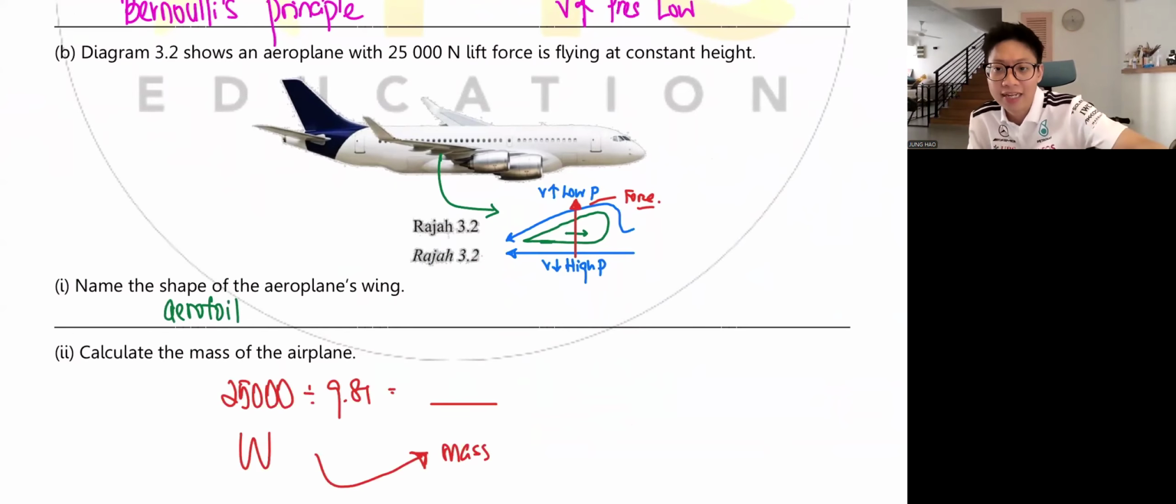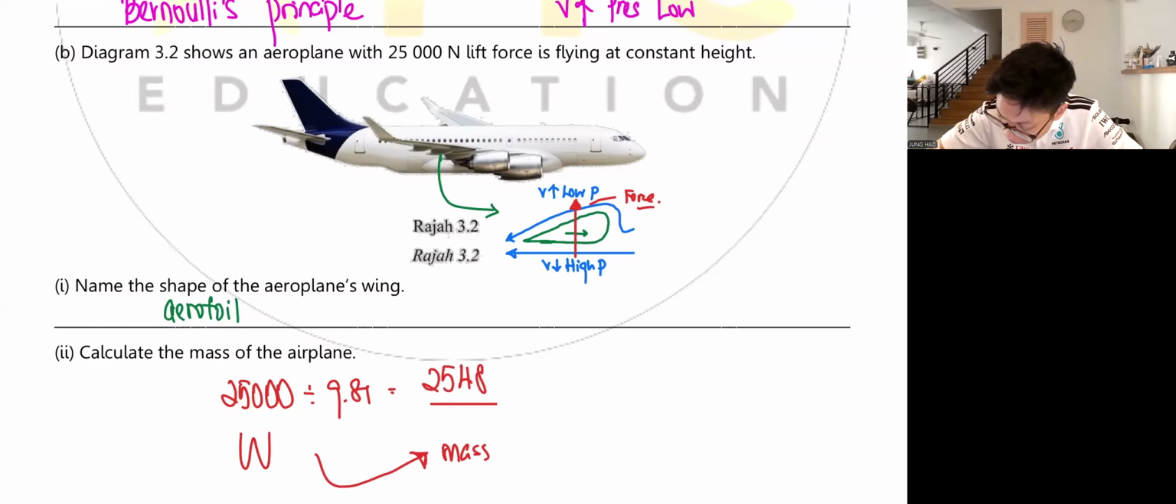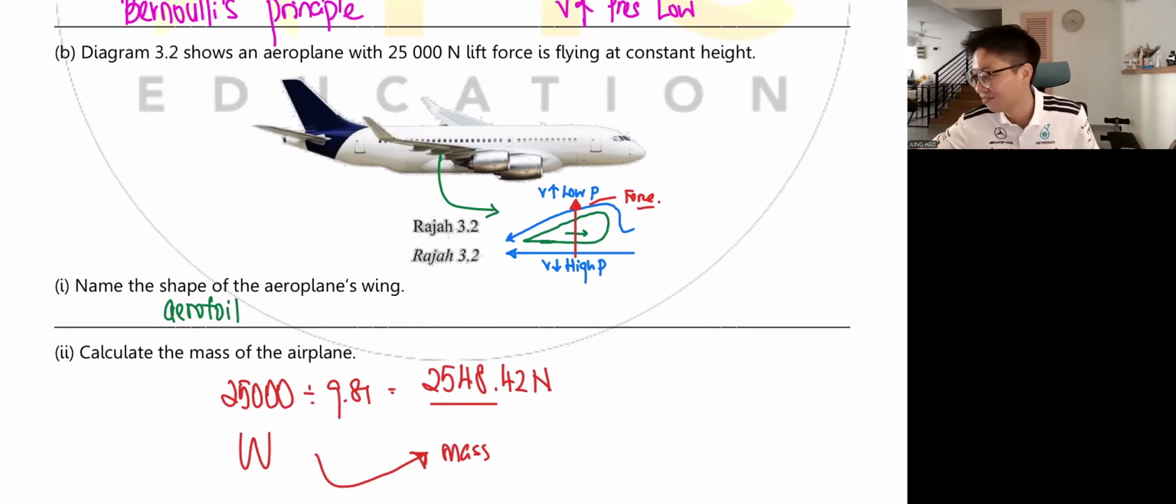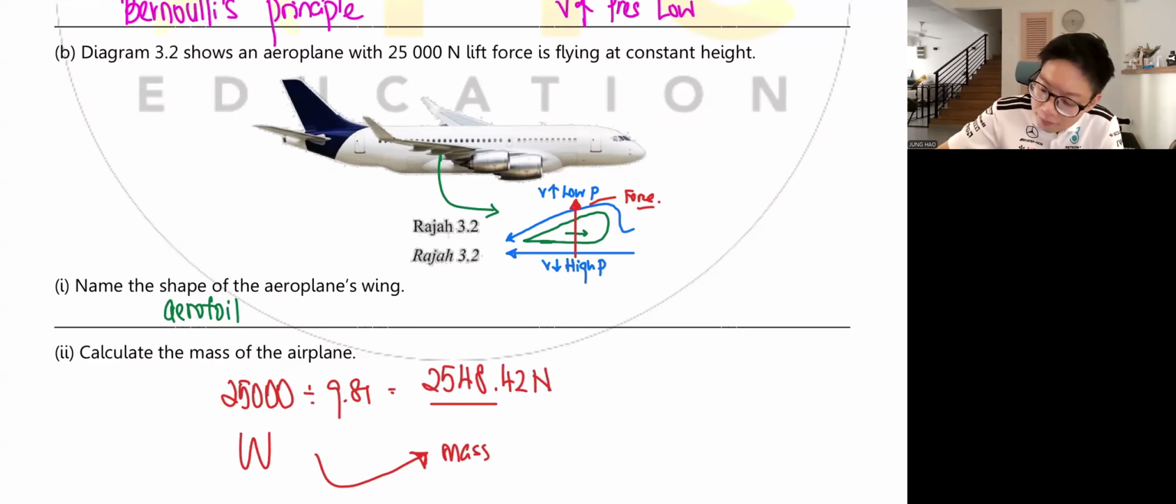What happened to those people, they never came? And now also don't have. Why didn't your friends come? 2548.42, okay. I'm so mad. Or because tomorrow is Sejarah exam. Okay, I'm so mad.